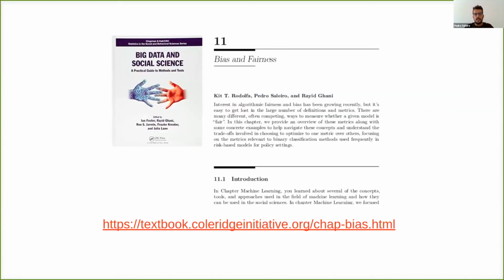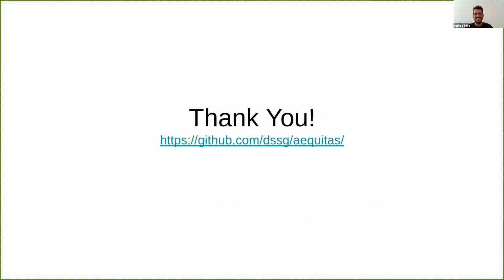Also, there is this overview on bias and fairness, this chapter of the book Big Data and Social Science. The second edition is not released yet, but it's already accessible through this online version. So please have a read. Most of what I talked about today is explained there in more detail. So that's it.